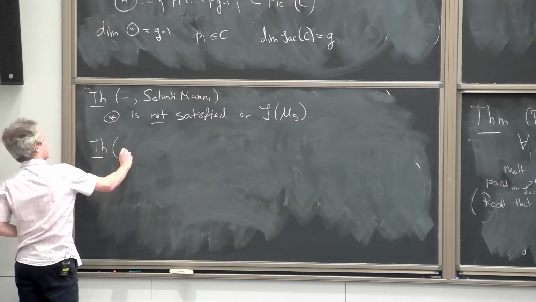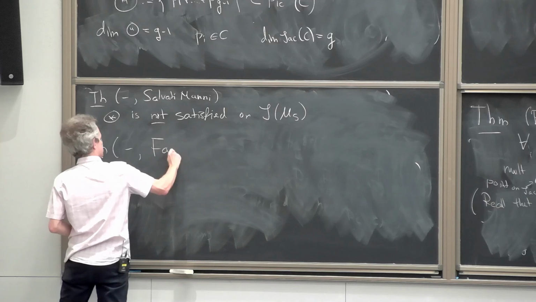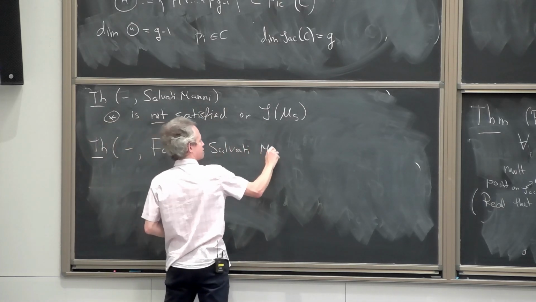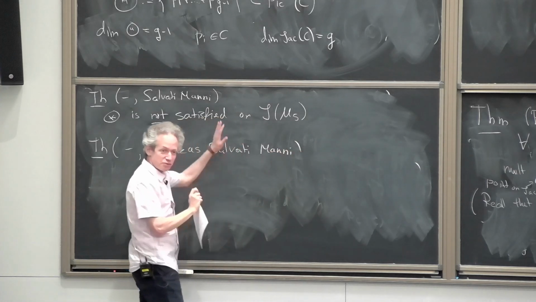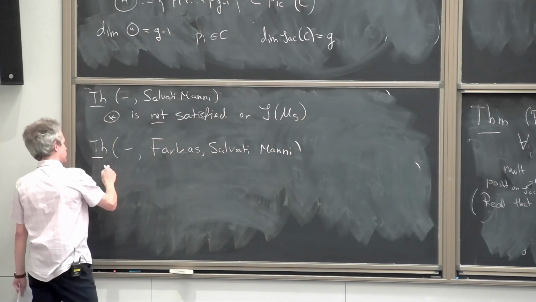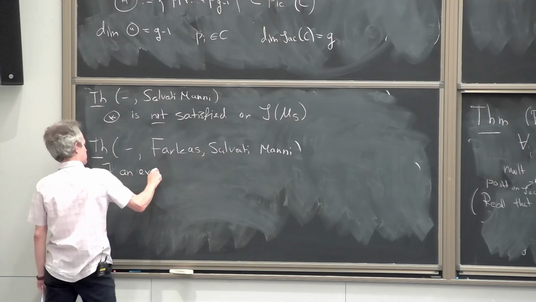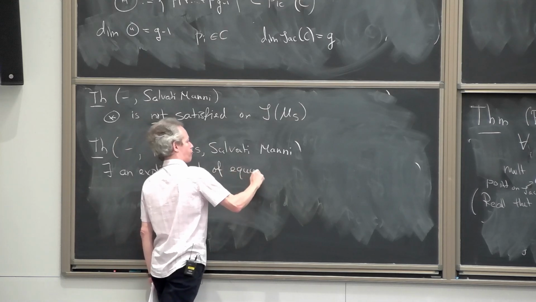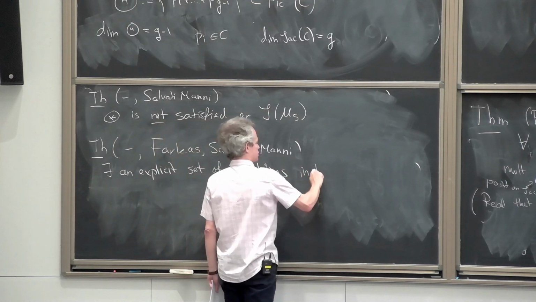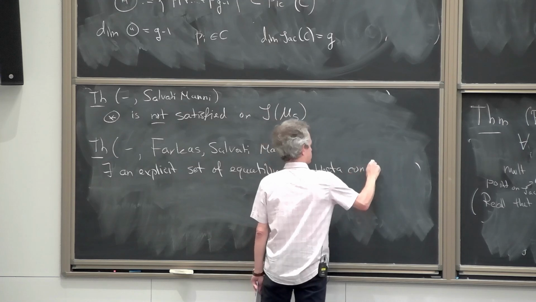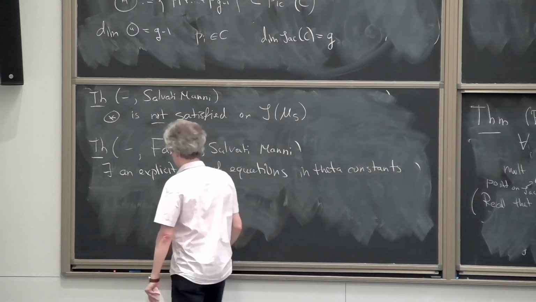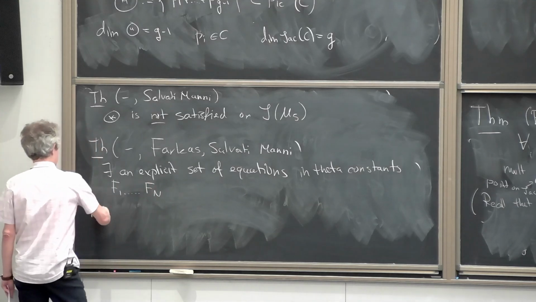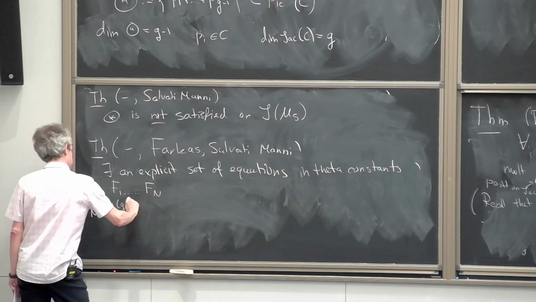However, there is something you can do, and this is joint work with Hershel Farkas and Riccardo Salvati Manni. This is all recent. I mean, I was not alive when Schottky did his work, so this is much more recent than that. There is an explicit set of equations in theta constants, which we shall call F1, ..., Fn, where n is the codimension of the Jacobian locus.